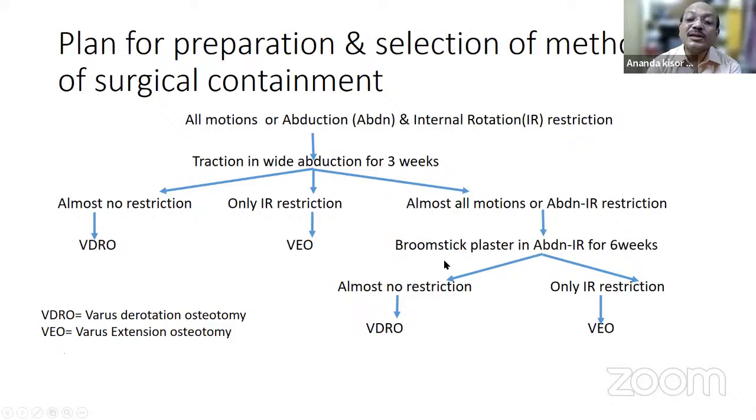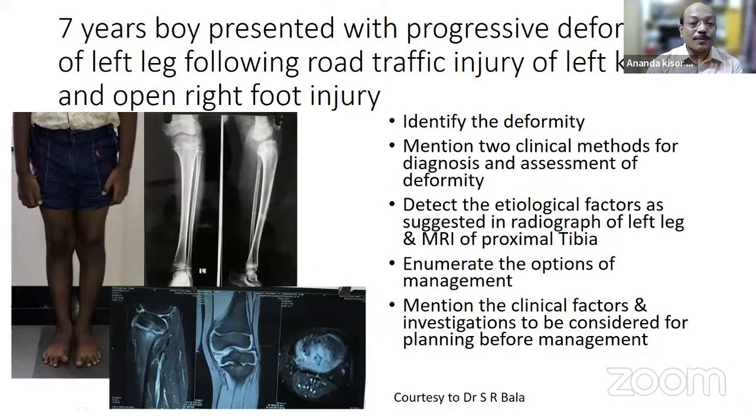That may be due to faulty traction, or the parents may not have looked after the child completely during the traction, so the abnormality may persist. So you have to give a broomstick plaster in abduction and internal rotation, as much abduction and internal rotation as possible, but it should not cause a painful condition, only in the painless range, for 6 weeks. Again, we have to check. If there is almost no restriction, we go by VDRO. If only internal rotation is restricted, there is varus extension osteotomy.